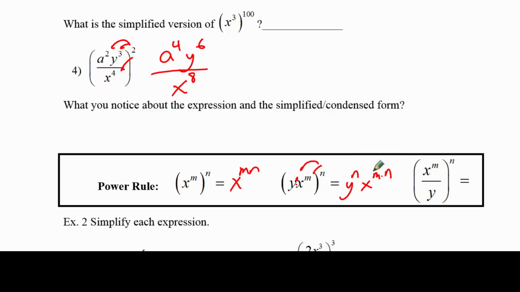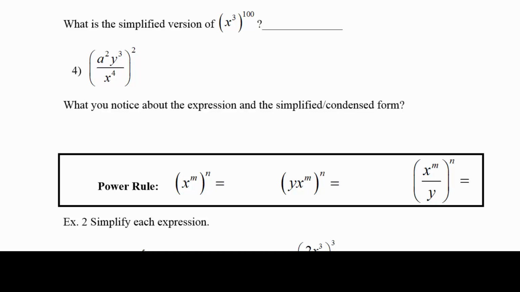And it's tricky with variables here, but think back to this example. 3 times 2 was the 6. And even if there's a division sign in here, this would be x to the m times n divided by y to the n. You can distribute them. Okay, let's do a couple more examples here.